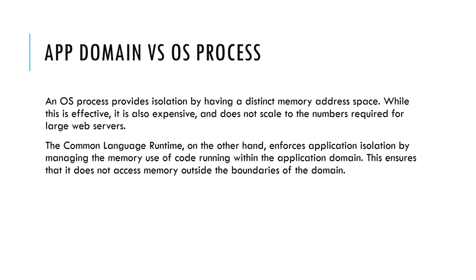So what is the difference between an app domain and an operating system process? An operating system process provides isolation by having a distinct memory address space. While this is effective, it is also expensive and it does not scale to the number of processes required for large web servers. In the case of the common language runtime, it enforces application isolation by managing the memory use of code running within the application domain. This ensures it does not access memory outside the boundaries of the application domain.